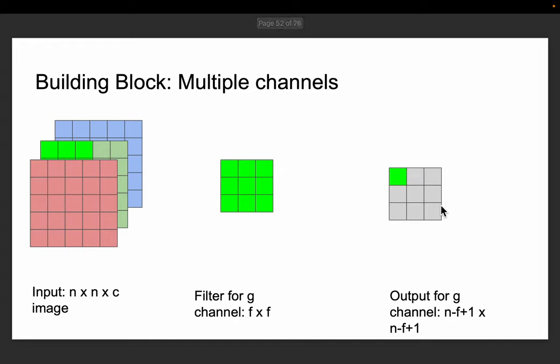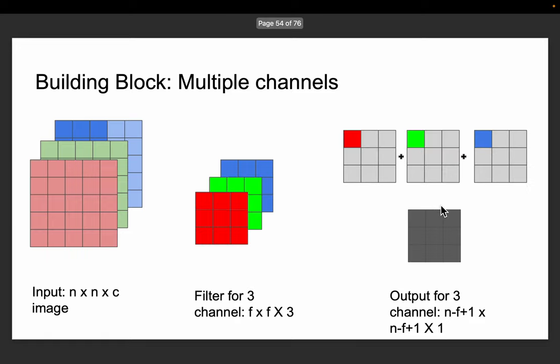You similarly have a green channel filter. You get n minus F plus 1 cross n minus F plus 1. You have a blue channel filter, and there also you get n minus F plus 1 cross n minus F plus 1. So once you apply all these three filters individually, you'll get three grayscale images. And once you get three grayscale images, you add them up to get a single grayscale image. So in some sense, you are doing the averaging or the summing up across the three different channels' output. Your output after summing up is n minus F plus 1 cross n minus F plus 1 cross 1.